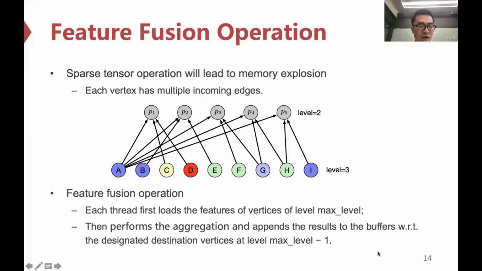The second is feature fusion operation. Each vertex at level 2 has multiple incoming edges, and the sparse tensor operations will result in huge memory overhead as the feature of each vertex has been materialized many times. To solve this problem, in feature fusion operation, each thread first loads the features of vertices at level 3, then performs the aggregation and appends the results to the buffer with respect to destination vertices at level 2.